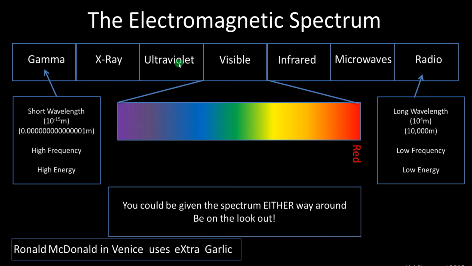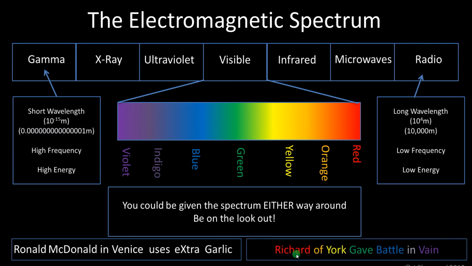And then the order of the colours, usually quoted in this order, is from the red end: red, orange, yellow, green, blue, indigo and violet. One way to remember that is another mnemonic, which is Richard of York gave battle in vain. Again, you can make your own one up. That would be totally fine.